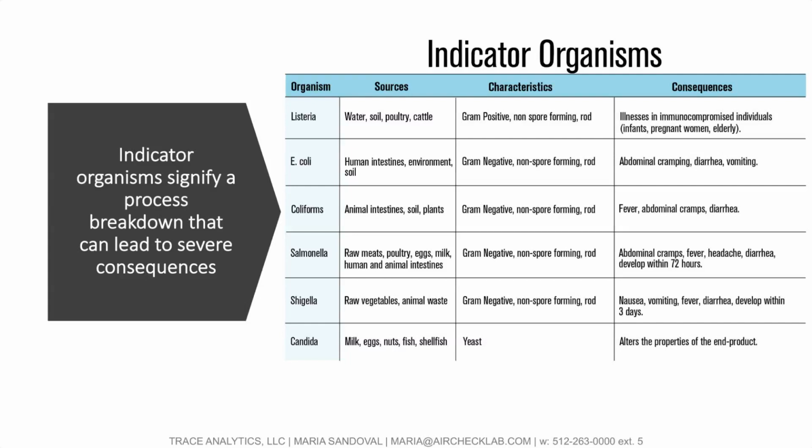It can cause end product damage. It can cause brand reputation issues. It can cause health and safety issues, not only to your employees, but to the end users themselves. And so these are the types of organisms: Listeria, E. coli, coliforms, Salmonella, Shigella, Candida, that are available to be tested as a way to indicate whether A, you have severe pathogens in your compressed air, or B, whether you have a breakdown somewhere in your compressor system. And there's a couple of ways to look at it that way.